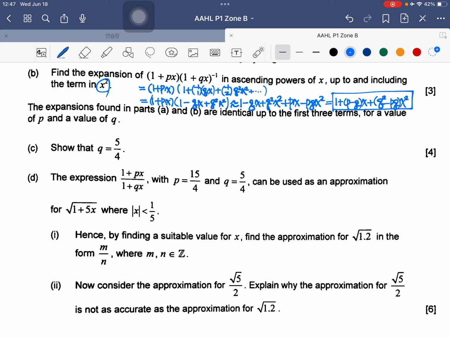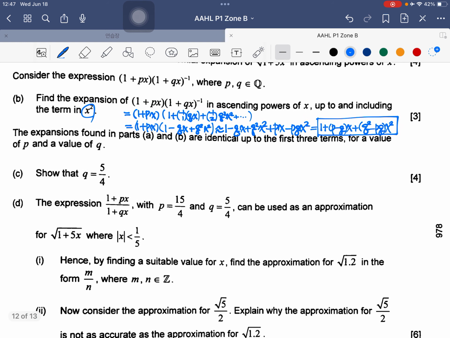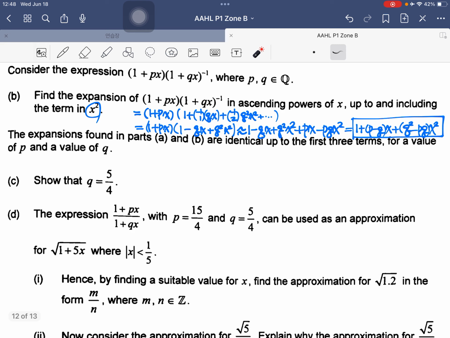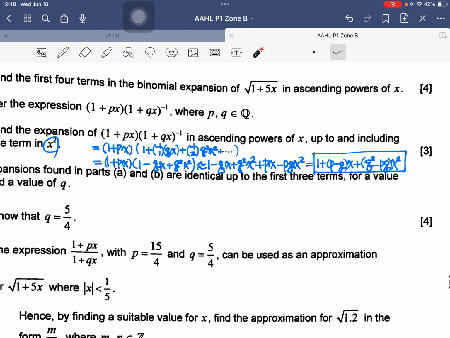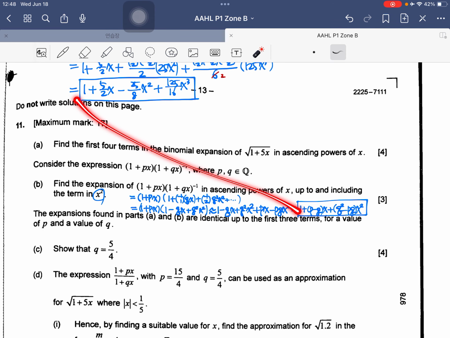Okay, the expansions found in part A and B are identical up to the first three terms. First three terms is 1, 2, 3 terms. For the values p and q, show that q is 5 over 4. So this and that one is the same, which means that 1 is the same. So p minus q equals 5 over 2, and q squared minus pq is minus 25 over 8.